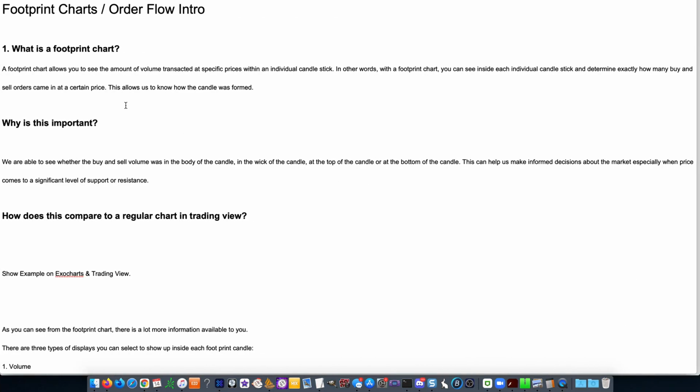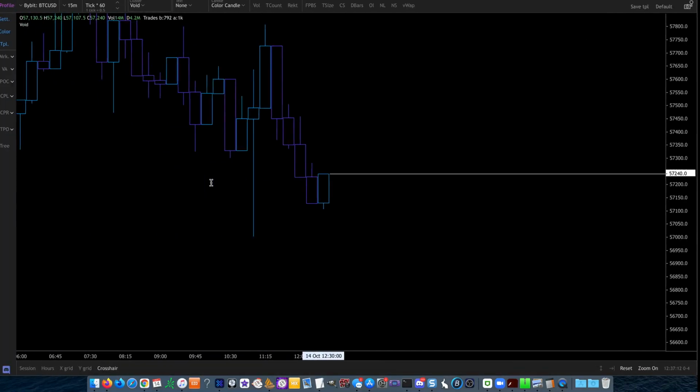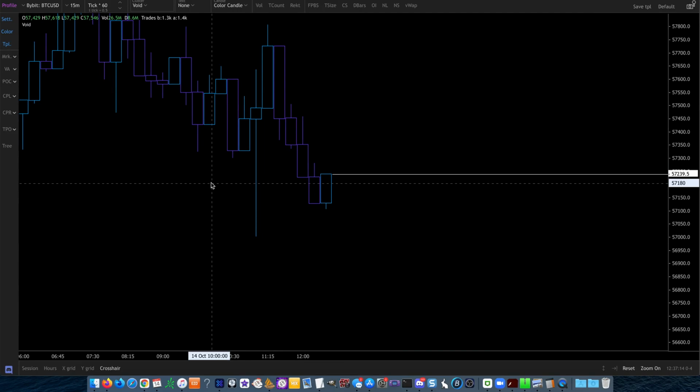Okay? So, why is it important to know exactly how the candle was formed? If we are able to see whether the buy and sell volume was in the candle body, in the wick of the candle, at the top or the bottom, this can help us make informed decisions about the market, especially when price comes to a significant level of support or resistance.